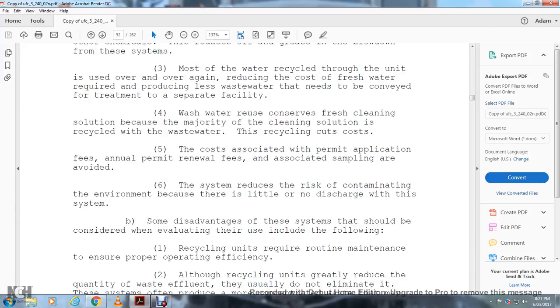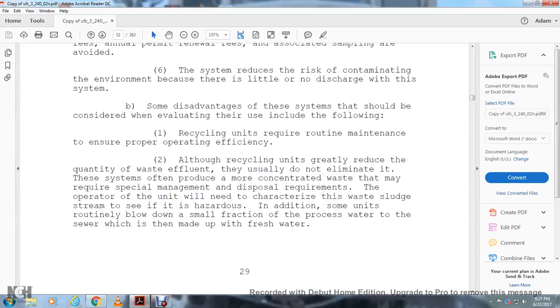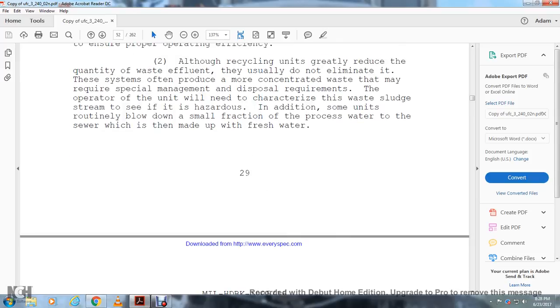B. Some of the disadvantages of these systems should be a concern when evaluating them, including the following. 1. Recycling units require routine maintenance to ensure the proper operation of the facility. 2. Although recycling units greatly reduce the quantity of wastewater, they usually do not eliminate it. These systems produce a more concentrated waste, which may require special management. The disposal requirements will depend on the characteristics of the waste sludge from the stream, for example, if it is hazardous. In addition, some of the units are routinely blown down with a small fraction of the processed water to the sewer, which is replaced with fresh water.